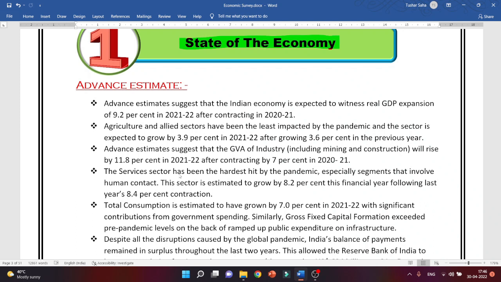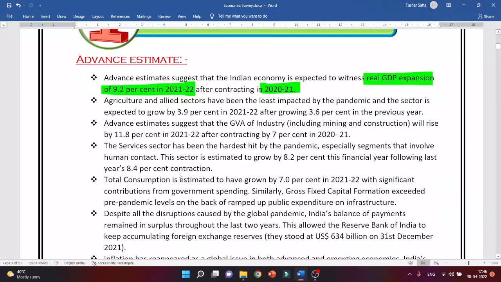most important things that you should know from each chapter, right? So let's quickly begin with chapter 1. Advance estimates suggest that the Indian economy is expected to witness real GDP expansion of 9.2% in 21-22 after contracting in 2021. So 9.2. Agriculture and allied sectors are expected to grow by 3.9% in 2021 after growing 3.6% in the previous year.